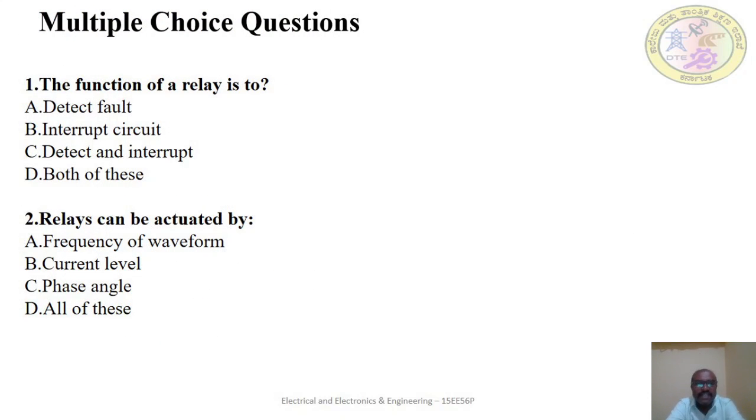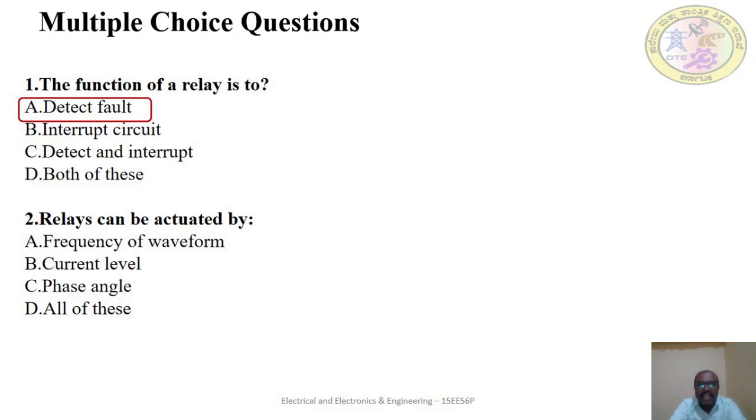Okay, next we will see multiple choice questions. The function of the relay is to, what are the options? Detect fault, interrupt circuit, detect and interrupt both of these. The answer will be detect fault. The function of the relay is to detect the fault. If you see the fuse, the function of the fuse is to detect and interrupt also.